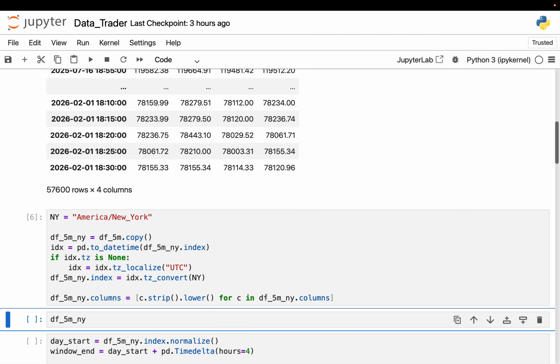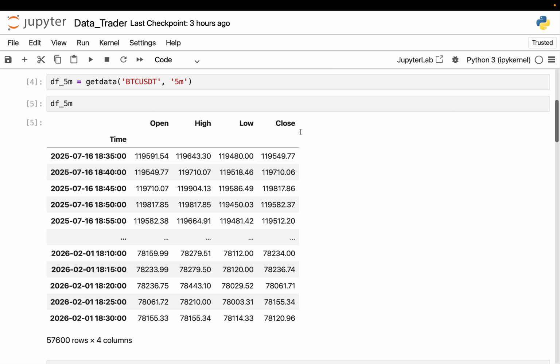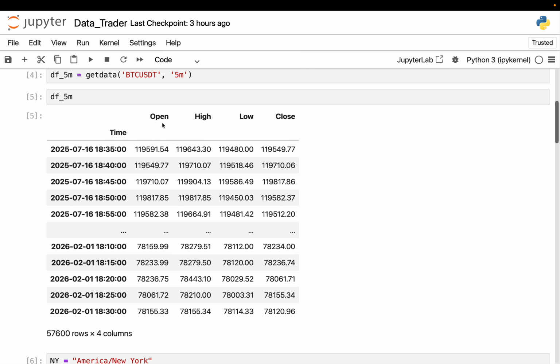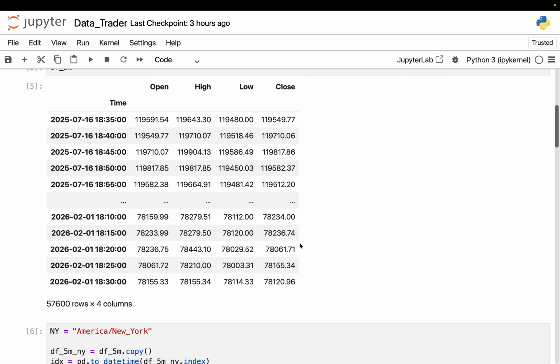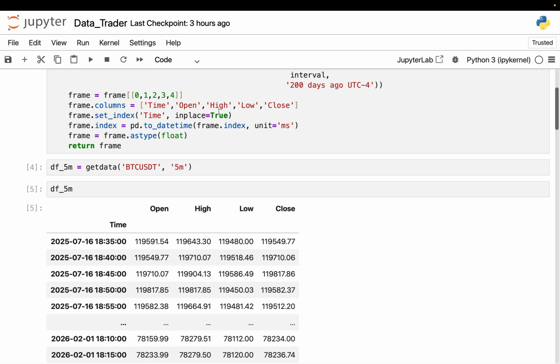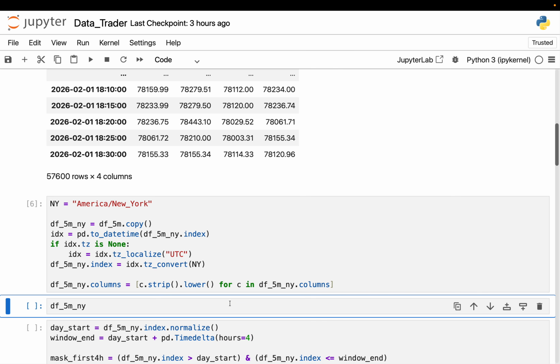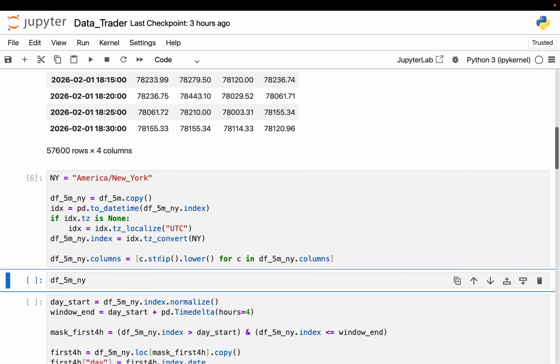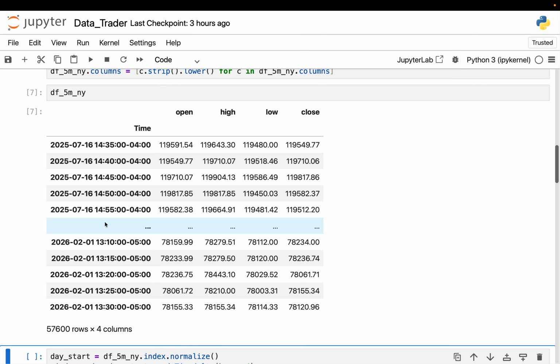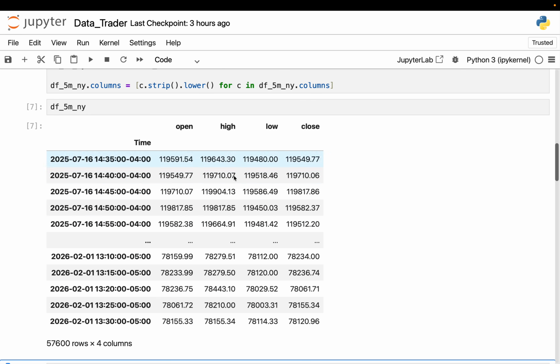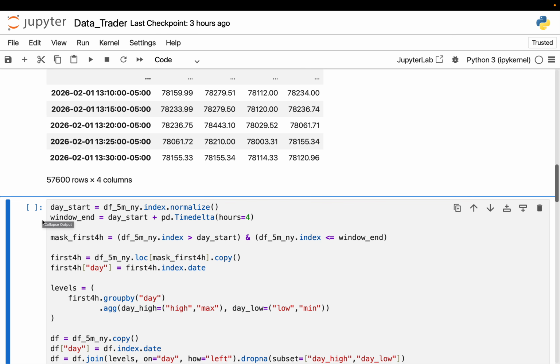And this is just a convenience thing. This is just transforming those values to lowercase letters. So you have open lowercase, high lowercase, low lowercase, close lowercase. I could have done that here as well. I didn't do that, so I'm transforming them here. So let me quickly show you how this data frame is looking like. So you have DF 5M New York, now open, high, low, close, lowercase, and you got a New York based time index here on that data frame. So 5-minute granular New York based. Everything we need for now.